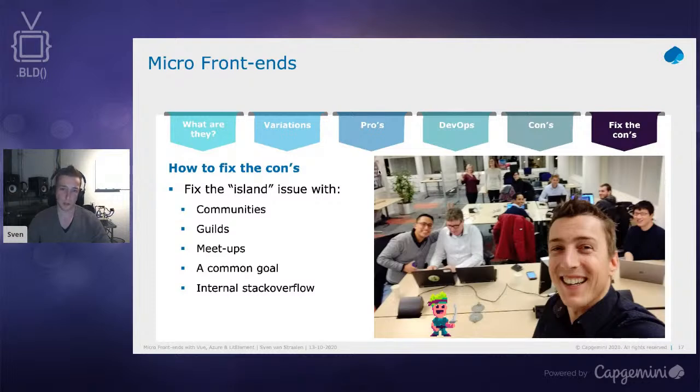A common goal is also very important. Here you see a picture where we sit together and basically have one common goal, and that's the little fellow you can see on the screen. This is Pac-Man, basically, from a game. But we do share knowledge here, and this is also needed to make these micro frontends work, because you need to work together in the micro frontend world to share whatever you are doing.